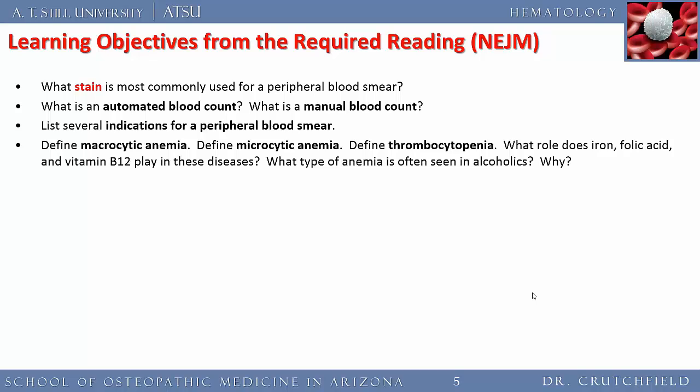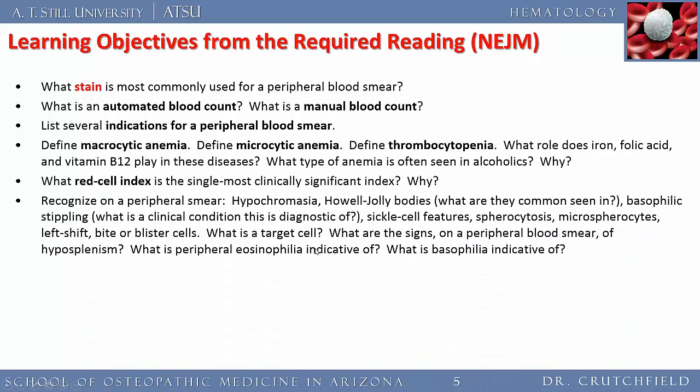I want you to define macrocytic anemia, define microcytic anemia, define thrombocytopenia, and then tell me what role iron, folic acid, and vitamin B12 play in the diseases of macrocytic and microcytic anemia, and which one of these anemias is most often seen in alcoholics, and why is that, and think in the back of your head how you would treat that.